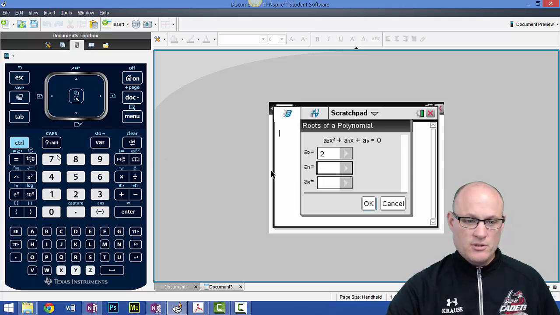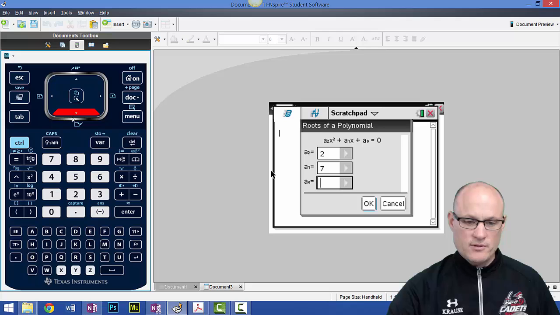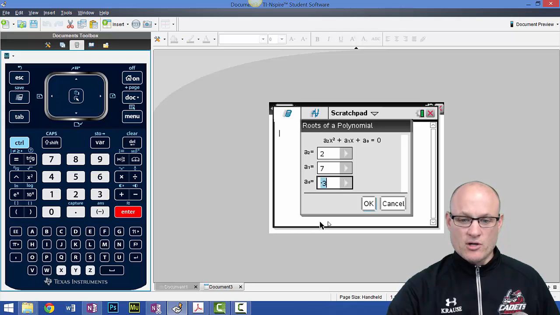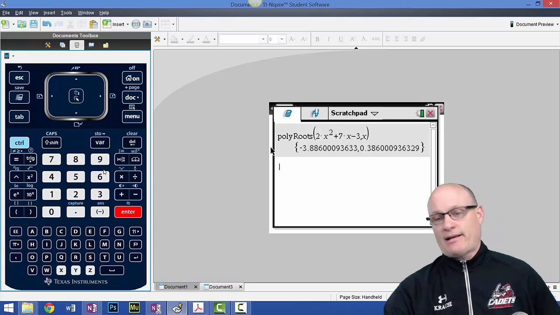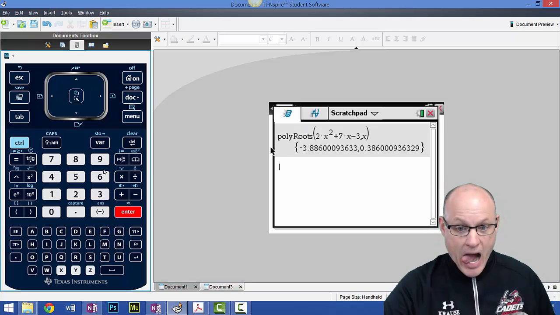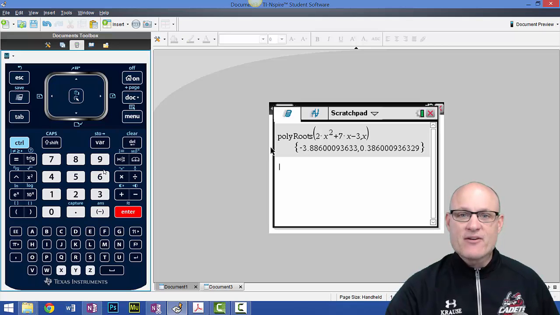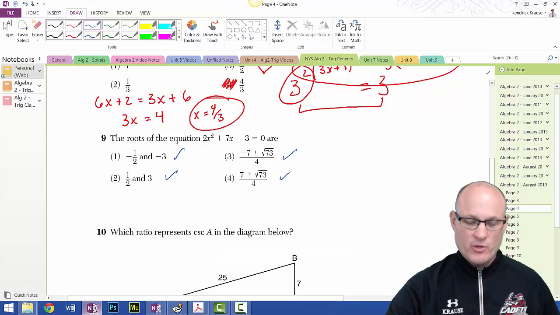2, 7, and -3. I hit OK, and it says, is this it? 2x squared plus 7x minus 3, and we're solving for x? Yes, as a matter of fact, it is. Oh my gosh, look at those answers. Ugly. Not factorable. So we've just eliminated 2 choices as our answers. We know it's not 1 and 2.